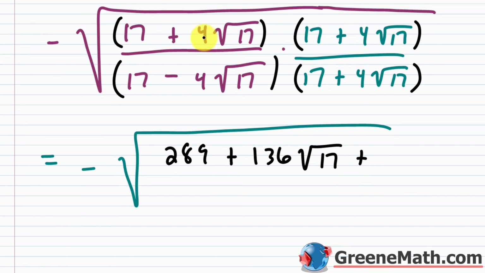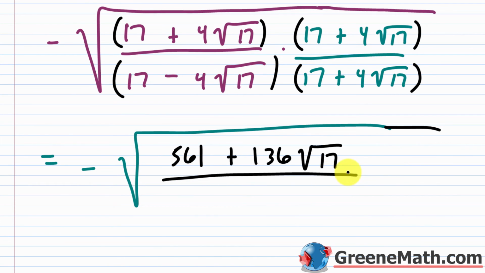So you would have to square 4, which is 16. And then multiply that by the square of the square root of 17, which is going to be 17. So 16 times 17 is 272. Okay, before I go any further, 289 plus 272, that's 561. So let's just write that right now.